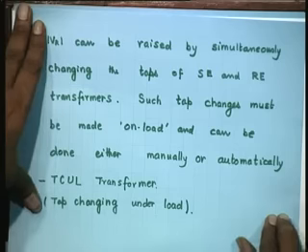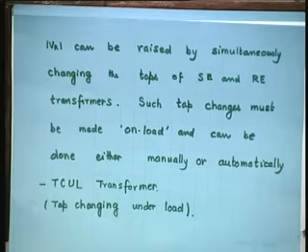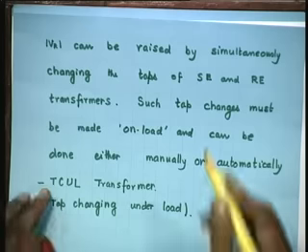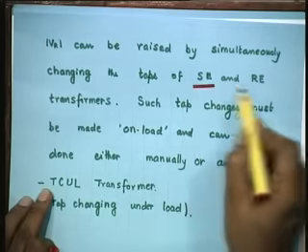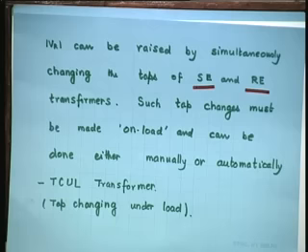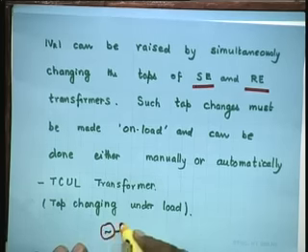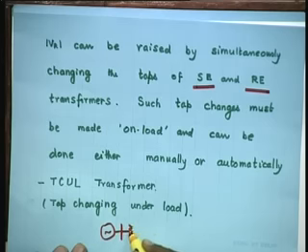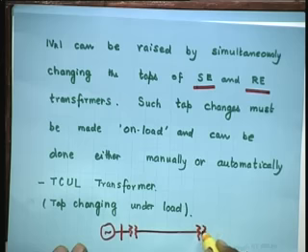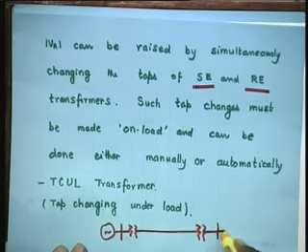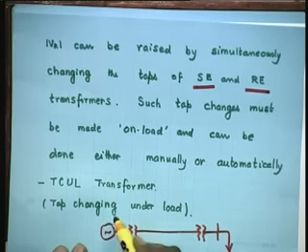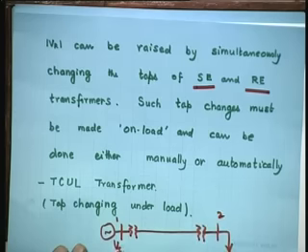VR can be raised by simultaneously changing the taps of the sending end and receiving end. This is a double arrangement, because taps are there on both the transformers. This is your system. This is a 2-bus system. Now, this is Vs and this is Vr.